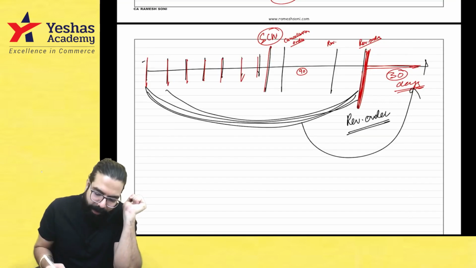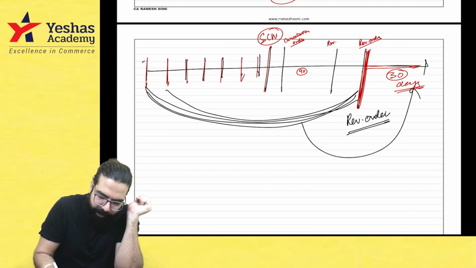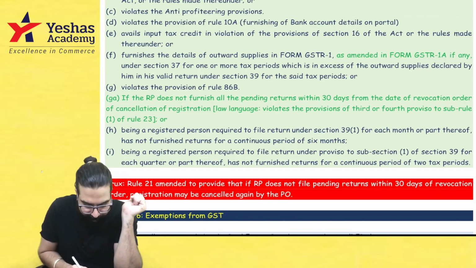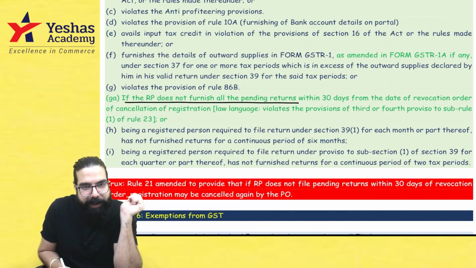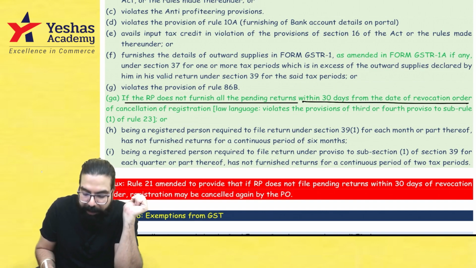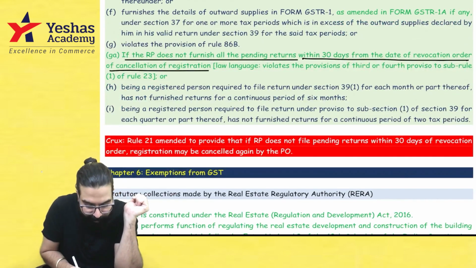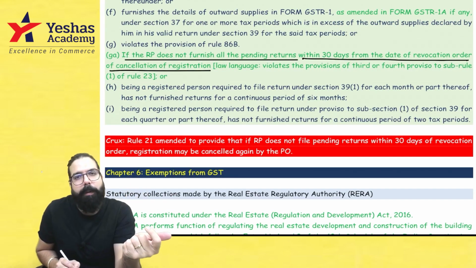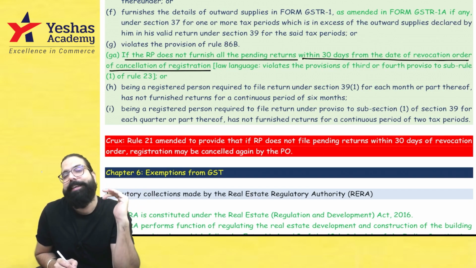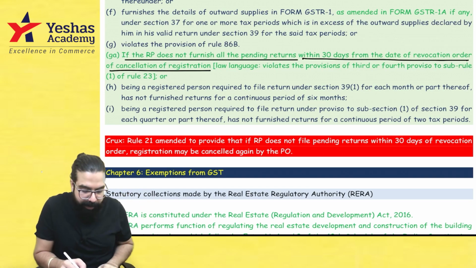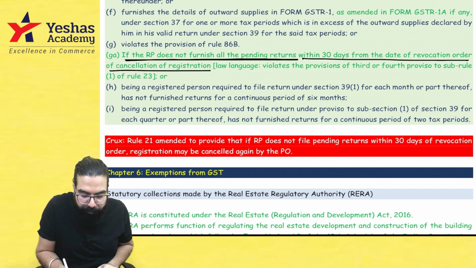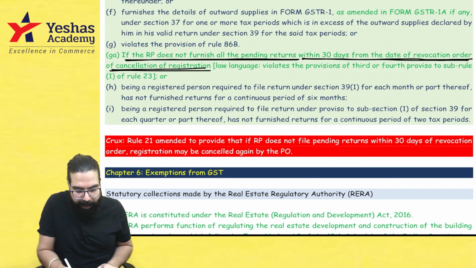Sir, I have written it here in a simple manner so that in the exam you can remember. If a registered person does not furnish all pending returns within 30 days from the date of the revocation order of cancellation of registration, then Baba gone, your registration will be cancelled. I hope this point is clear. If you don't go ahead and furnish all your pending returns within 30 days from the date of the order of revocation of cancellation, the local language I have written here.